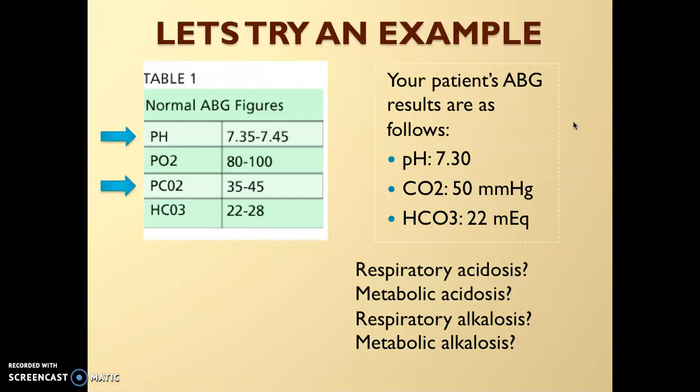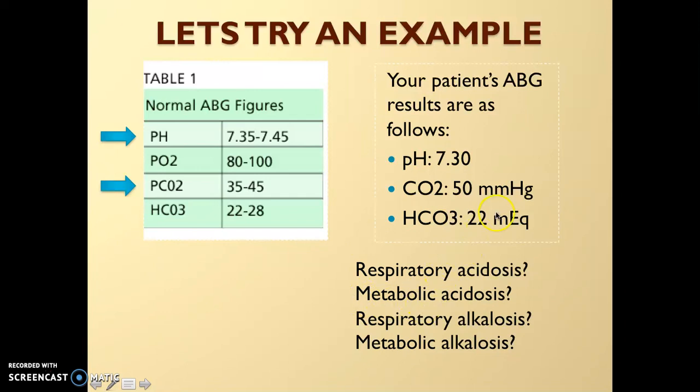In order to determine that, you look at the pH level. The pH level right now for this patient is 7.30. According to our normal levels, anything below 7.35 is acidotic. Since this patient is below 7.35, we know they're in acidosis. So we got that part down. We know it's an acidosis problem, so we can eliminate these two choices. Now we have to determine, is it a respiratory issue or a metabolic issue?